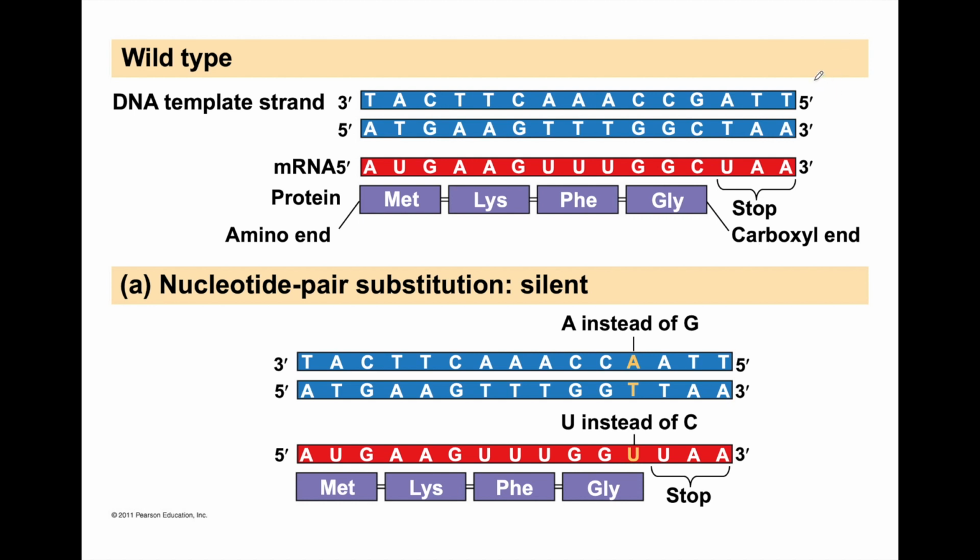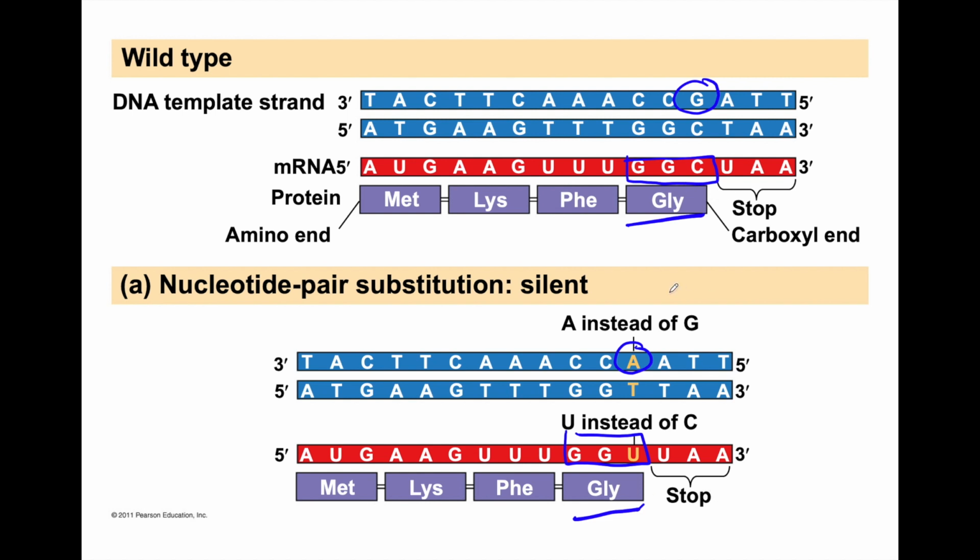So here's an example. We have a piece of DNA, which would then code for this mRNA and code for this polypeptide or protein. Now let's say we have a point mutation, which is a small change, and let's say that point mutation is a substitution. So this G is turned into an A. Well, that G was part of the codon GGC, which coded for the amino acid glycine. This A is now part of the codon GGU, which also codes for the amino acid glycine.